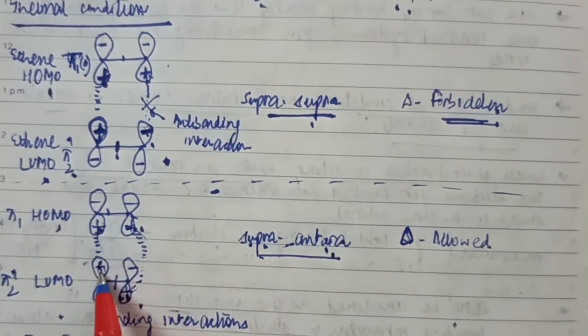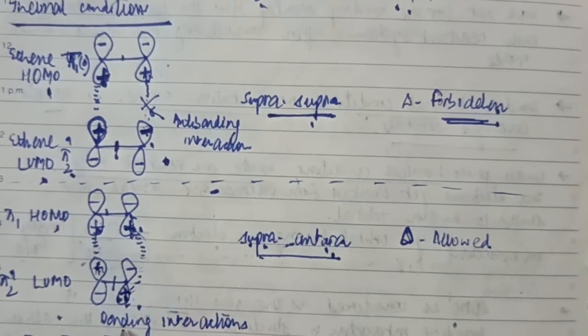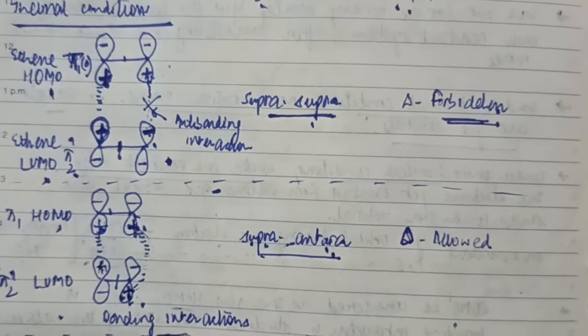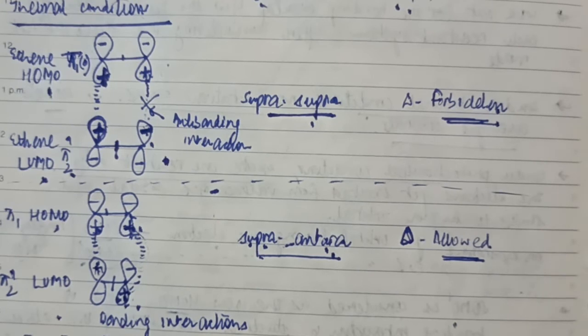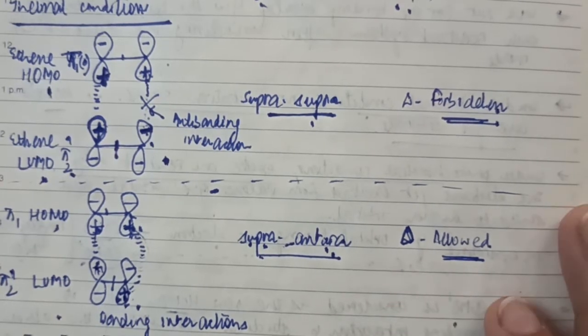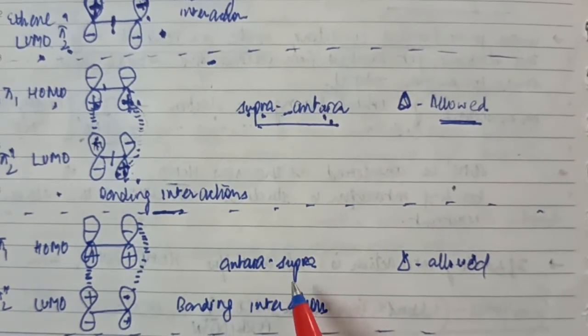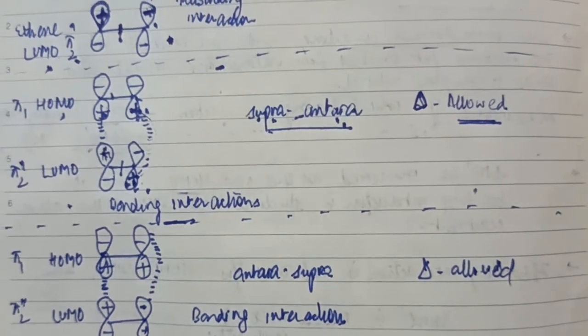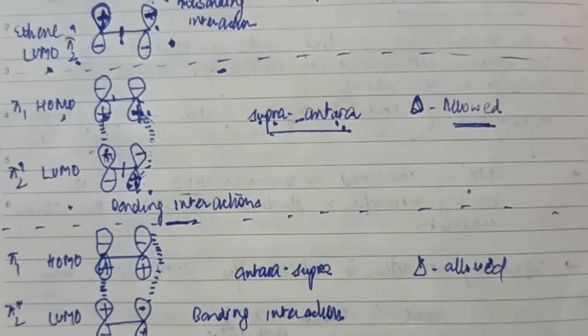So positive interaction here. This positive interacts with this lower lobe, which is positive. That means there is a bonding overlap on both sides, and since there is a bonding interaction, this process is thermally allowed. So ethene dimerization under thermal conditions in a supra-antara facial stereochemical mode is a thermally allowed process. Let's look at the third, antara-supra. As you remember in the previous case, whatever is the result for supra-antara, the same result will be there for antara-supra.